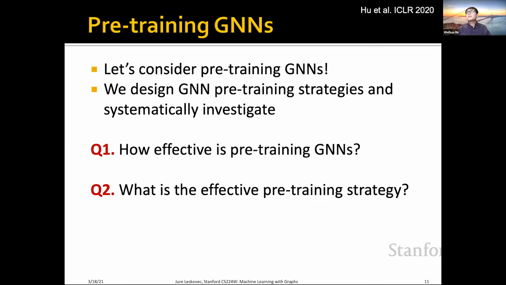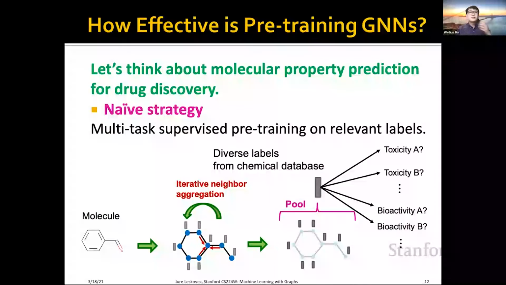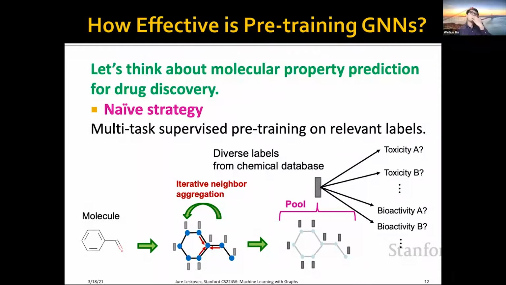Our work is about designing GNN pre-training strategies, and we want to systematically investigate two questions: how effective is pre-training GNNs, and what are the effective pre-training strategies? As a running example, let's think about molecular property prediction for drug discovery. Given a molecule, we want to predict its toxicity or biological activity.